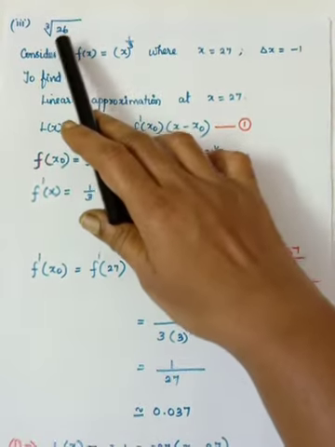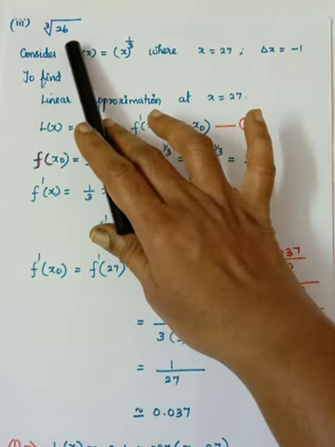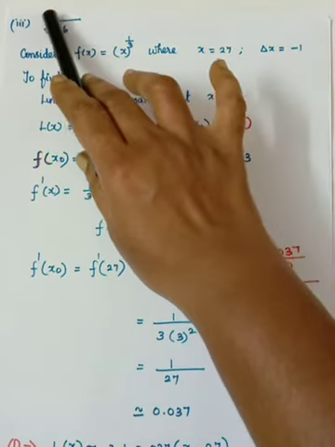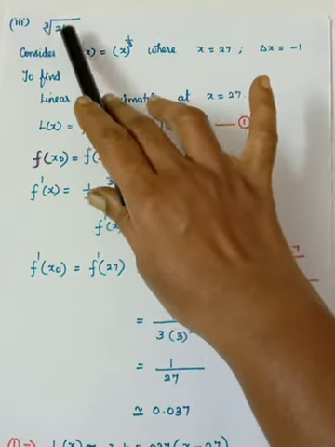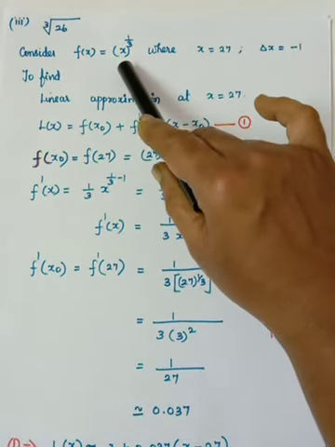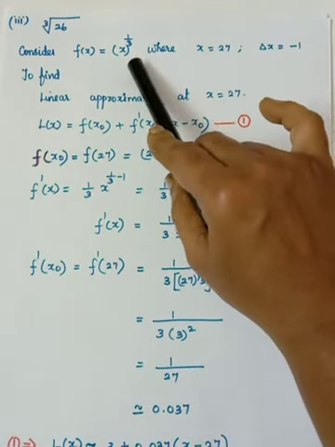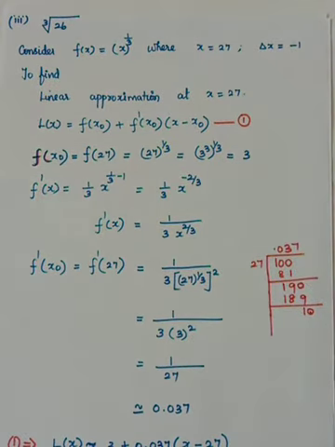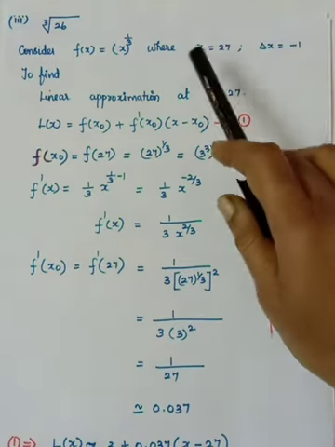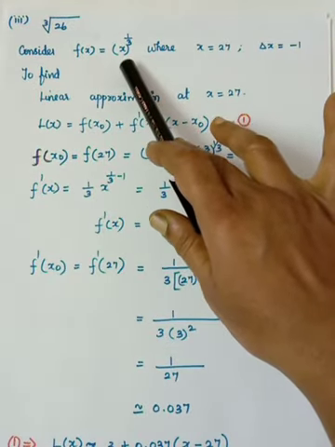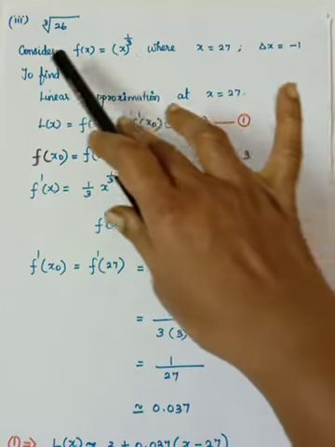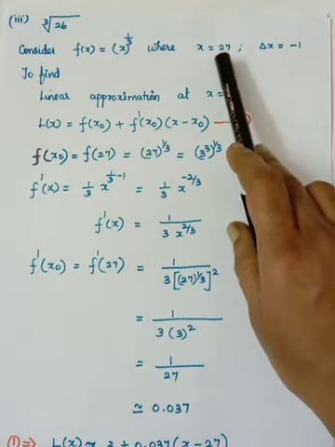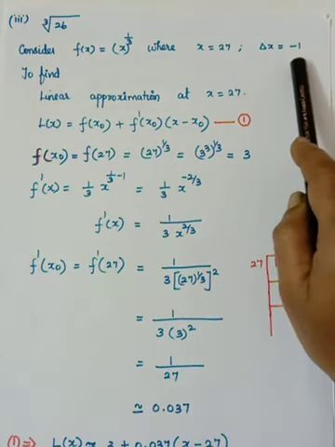We'll come to the third subdivision. It's the cubic root of 26. Here first you have to consider the function. According to the nature of the function given, you have to take the function. So it is x power 1 by 3, where x is equal to 27 and del x is equal to minus 1. Since it is given cubic root of 26, therefore x has to be taken as 27 and del x is equal to minus 1.